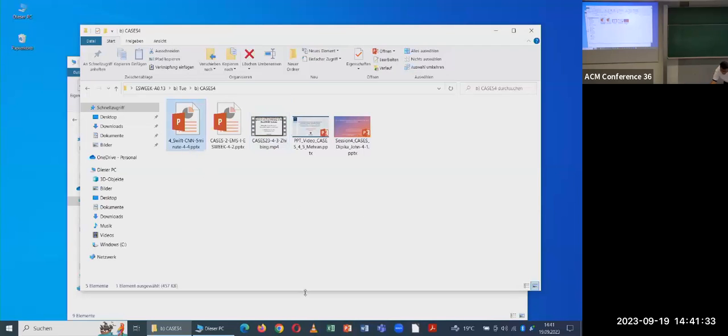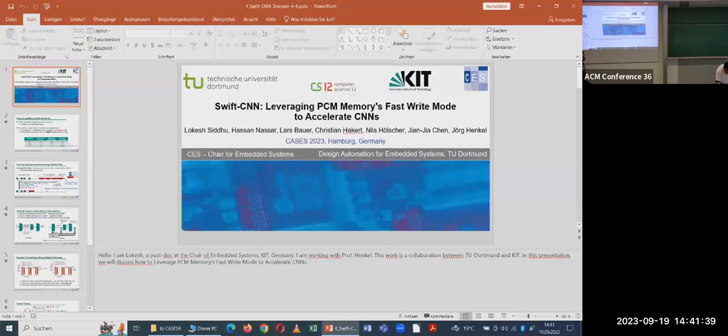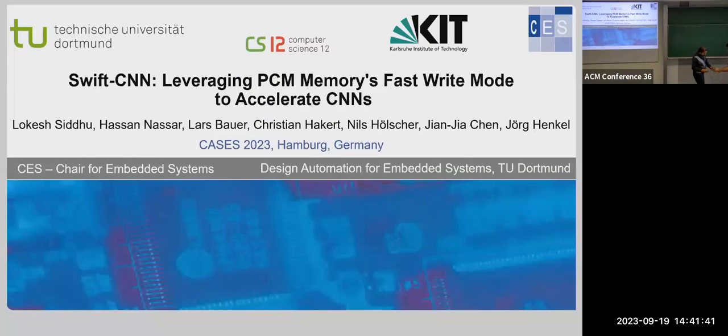The short paper will be presented by Dr. Lokesh Sittu. Dr. Lokesh is a postdoctoral researcher at the Karlsruhe Institute of Technology, Germany. He received his PhD from IIT Delhi. He worked at Intel for 3.5 years before his PhD, and he also got a Best Paper nomination in 2022. His research interests are in embedded systems and energy efficient computing. The paper is titled Leveraging PCM Memory's Fast Write Mode to Accelerate CNNs. Over to you, Dr. Lokesh.